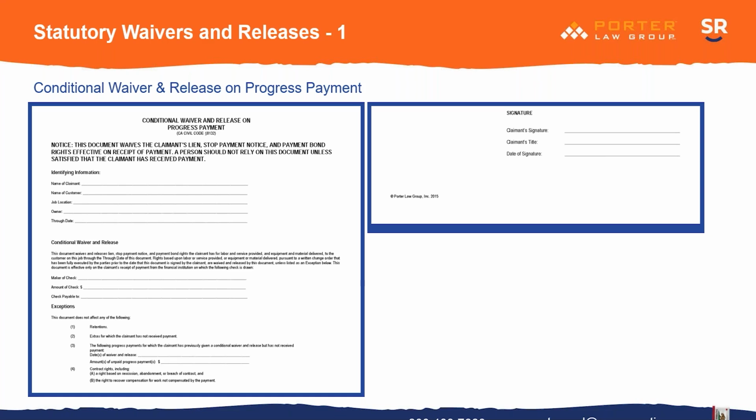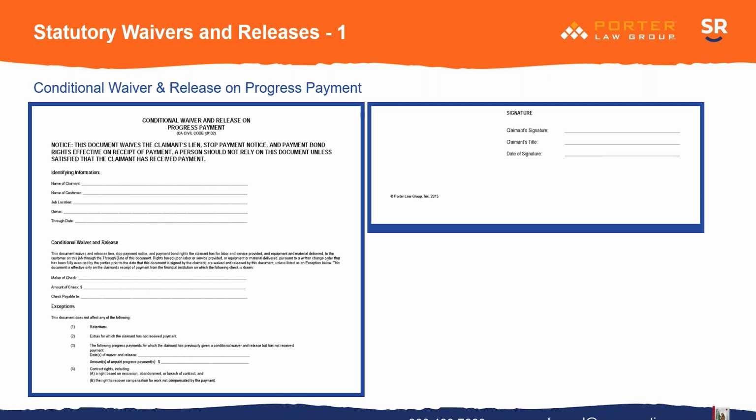Okay, so you can see from the form, the name of the claimant, that's you, the name of the customer, that's for your customer, the job location, the date, and then the through date. Now, the through date is really important. What it is saying is that you're going to release all your claims for mechanics liens, stop notices, and payment bond claims for all the work you performed through that date, or materials you supplied through that date. Okay? And then below that, this language is required.